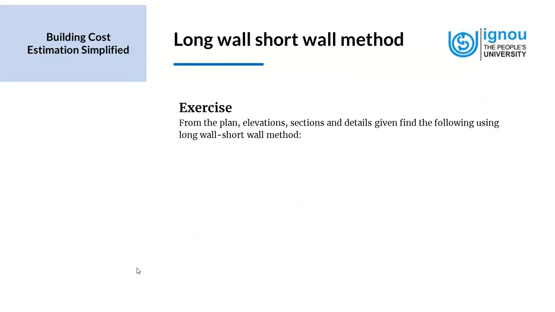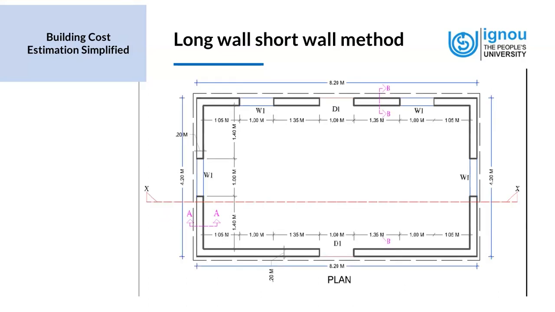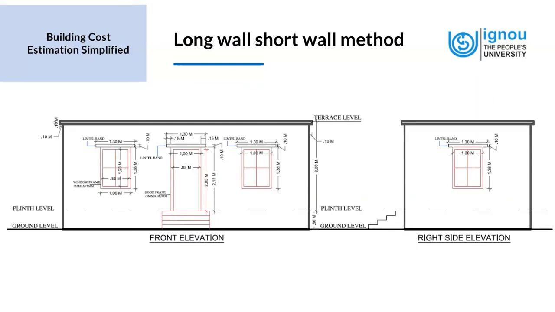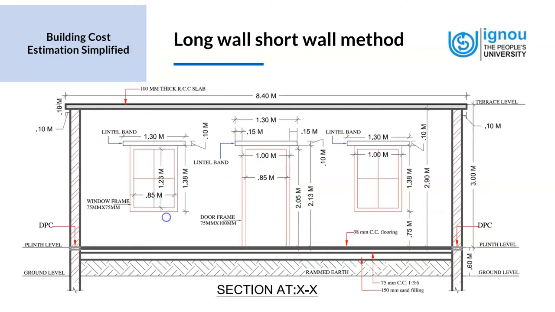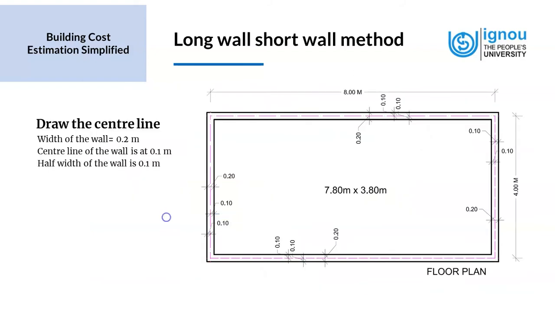So the exercise that we're going to do is, from the plan, elevation, sections and details given, find the following using the long wall short wall method: earthwork in excavation and foundation, concrete in foundation, brickwork in foundation and plinth, and brickwork in superstructure. So this is what we're going to find out using the long wall short wall method. We have the plan, we have the elevation, we have the section, and we also have the section of the foundation.